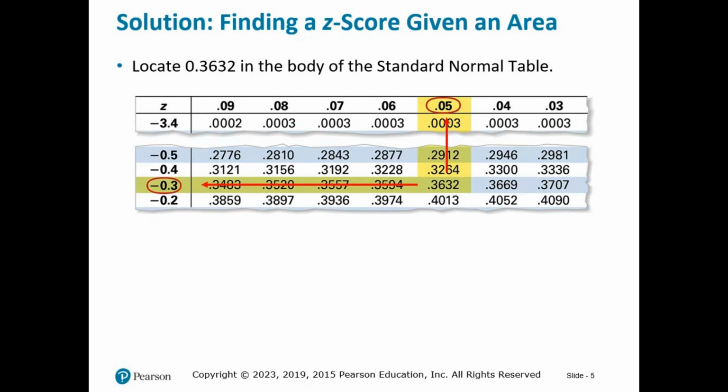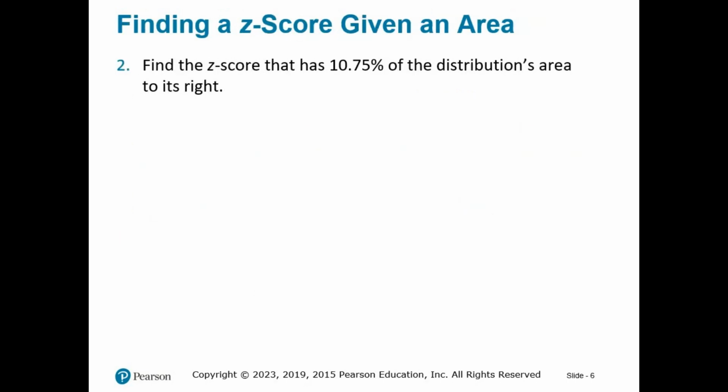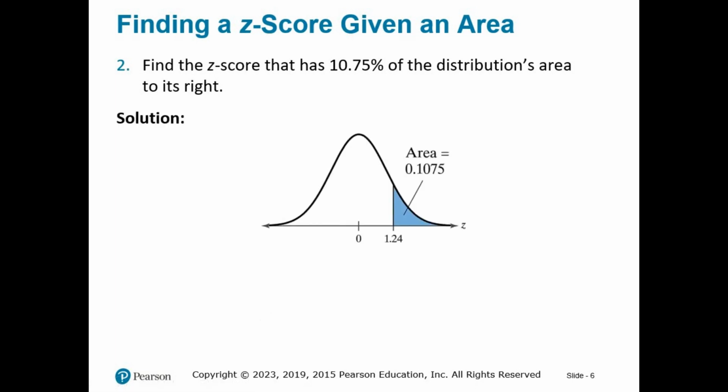Okay, let's do another one. Let's find the z-score that has 10.75% of the distribution's area to its right. First of all, let's get this into decimal form. 10.75 would be 0.1075. So the blue area is representing 0.1075.